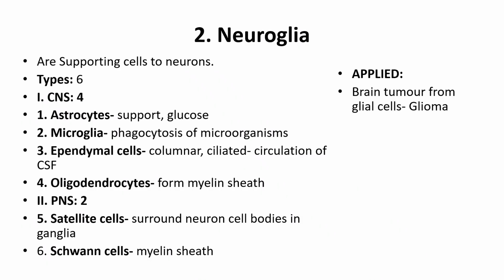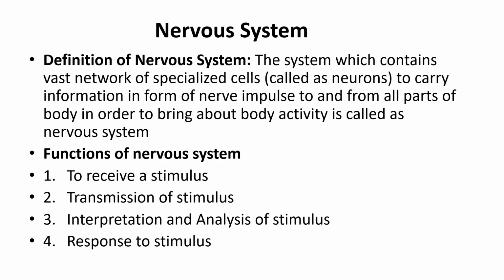So fifth is the nervous system definition: the system which contains a vast network of specialized cells called neurons to carry information in the form of nerve impulses to and from all parts of the body in order to bring about body activity is called the nervous system. And the functions are to receive stimulus, transmission of stimulus, interpretation and analysis of stimulus, and response to stimulus.